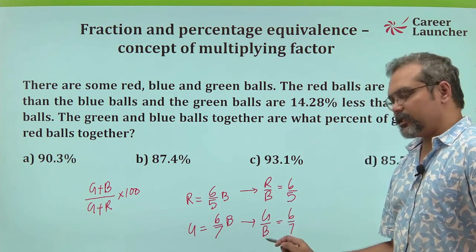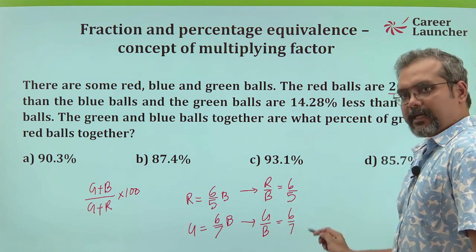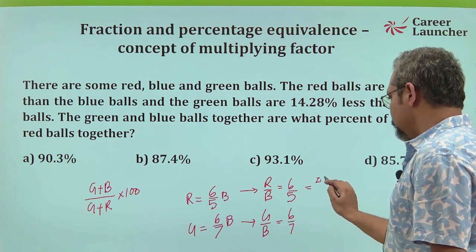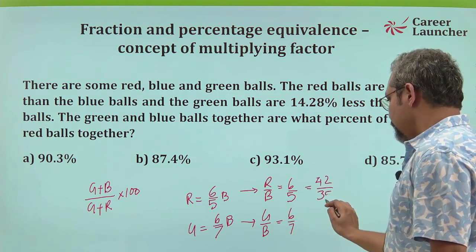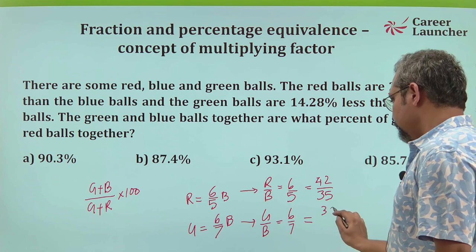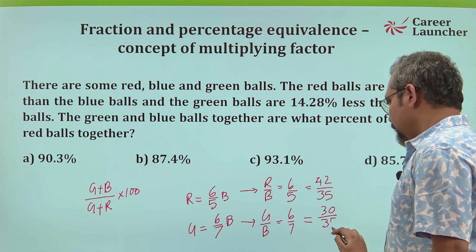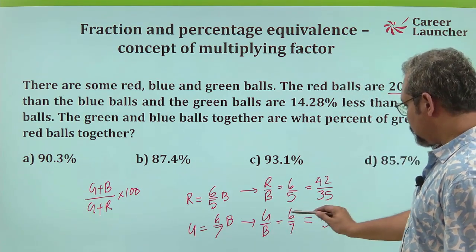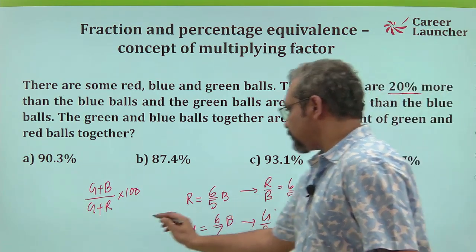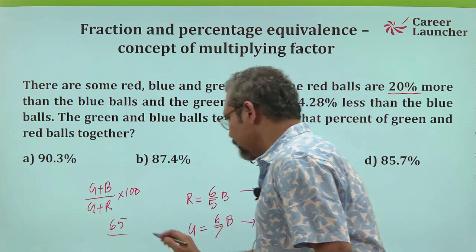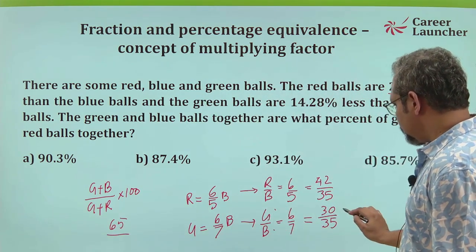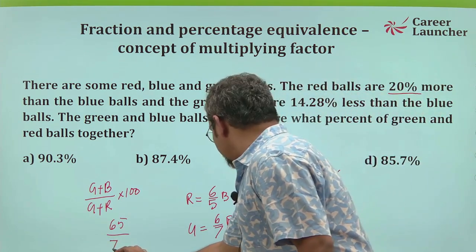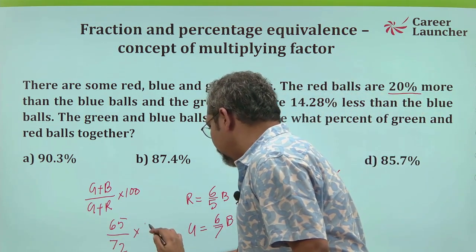Observe that blue in these two cases are different. Make them same by taking LCM. So multiply 7, 42, 35, multiply 5, 30, 35. Now use the values here. So green plus blue, so that is 30 plus 35, that is 65. Green plus red, so 30 and red is 42, so that's 72 times 100.